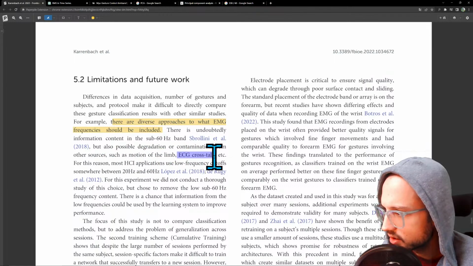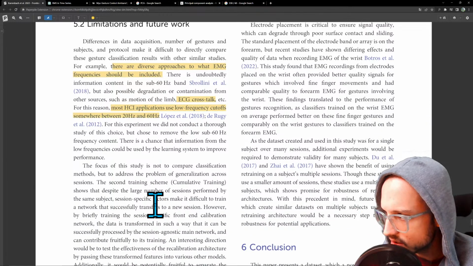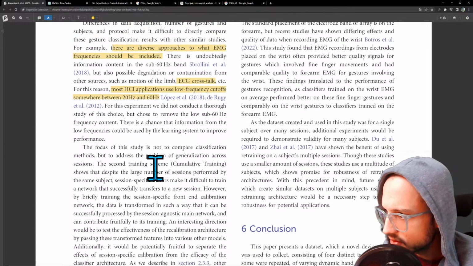ECG crosstalk. Most ACI, HCI applications use low frequency cutoffs. Interesting. So maybe different muscles and the size of your muscles maybe changes the frequency of the electrical signals that are traveling through your body. So by filtering different frequencies and having these low pass, high pass filters, maybe you can filter out bigger muscles and only choose smaller muscles. I'm not sure.